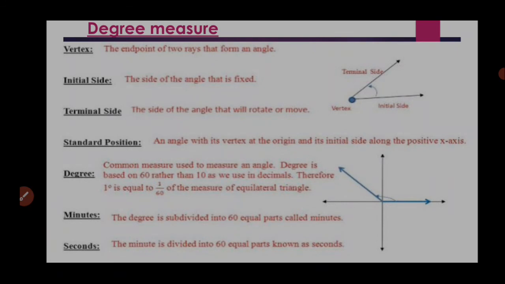Now degree, the common measure used to measure an angle. Degree is based on 60 rather than 10 as we use in decimals. Here we are using 60 parts. So 1 degree is equal to 1 by 360th of the measure of a full rotation. Now minutes. The degree is subdivided into 60 equal parts. All those are called minutes. The minute is divided into 60 equal parts. Again, it is known as seconds.